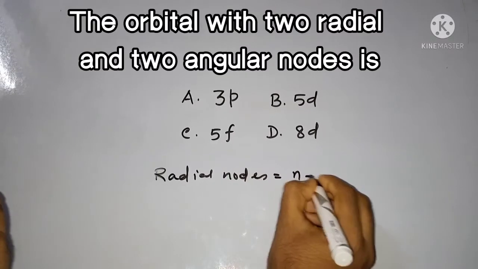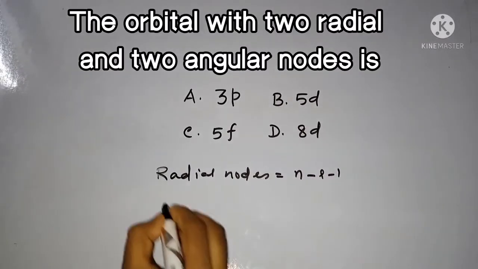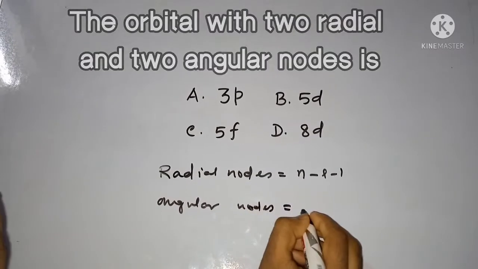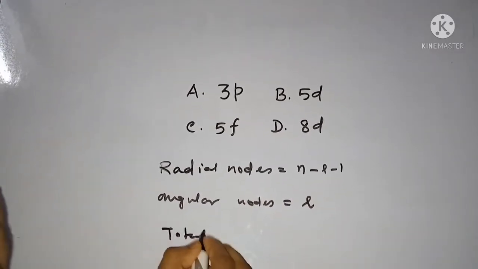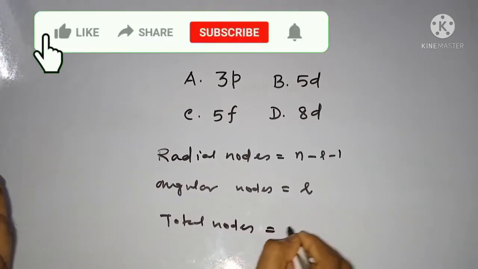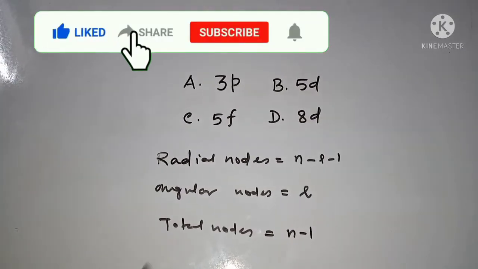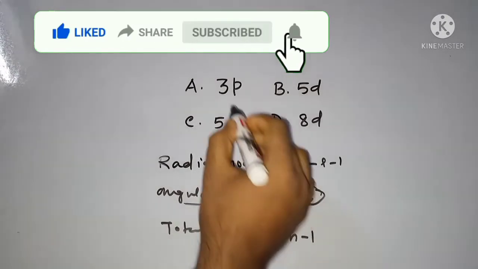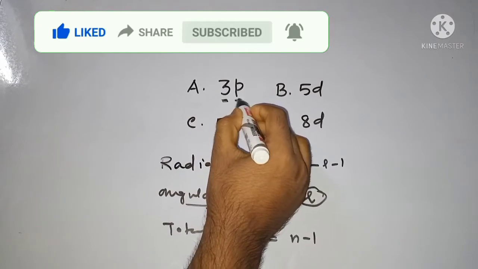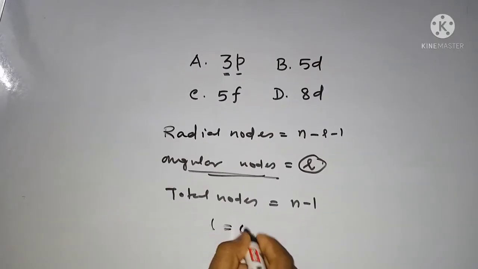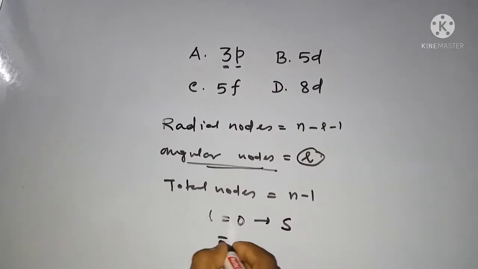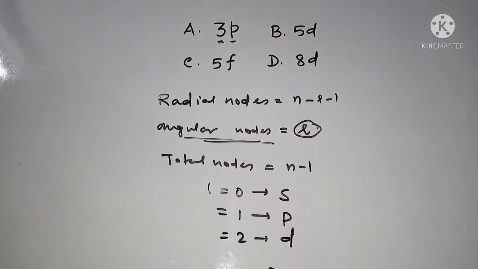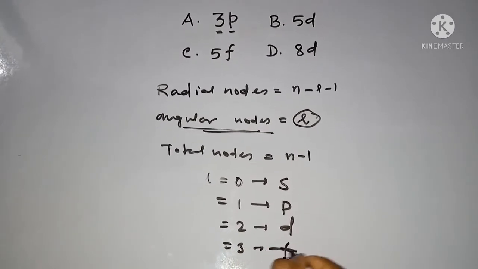Radial nodes equal n minus l minus 1, angular nodes equal l, and total nodes equal n minus 1. Now first, for angular nodes we will see the l value. This is the n value and this is the l value, where l equal to 0 indicates the s orbital, l equal to 1 is p, 2 is d, and 3 is f orbital.